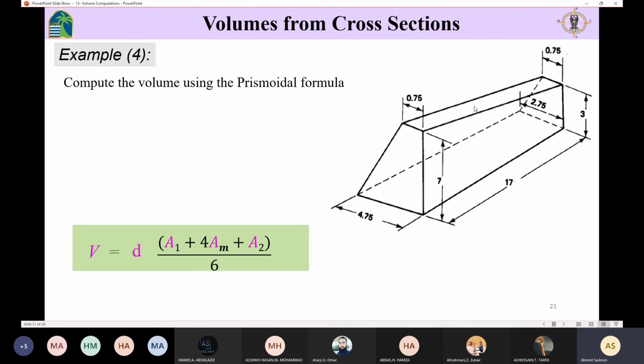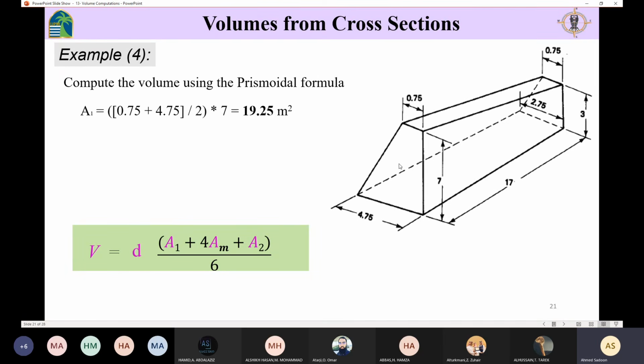But now what about AM? In order to determine the value of AM, a midsection should be created. The value of this length is going to be this one plus that one over 2. And the value of this height is going to be this one plus that one over 2. Then after we determine the dimensions for the midsection, we are going to determine the value of AM depending on these dimensions.